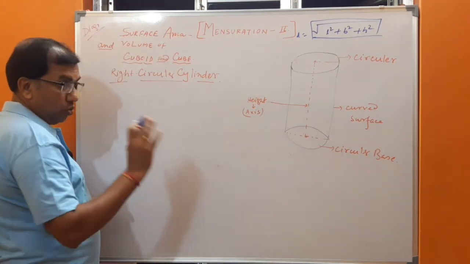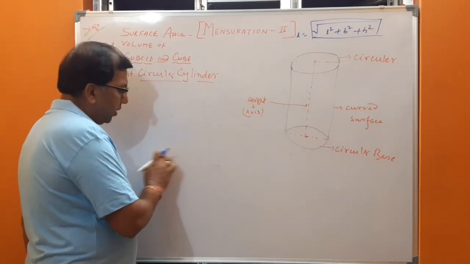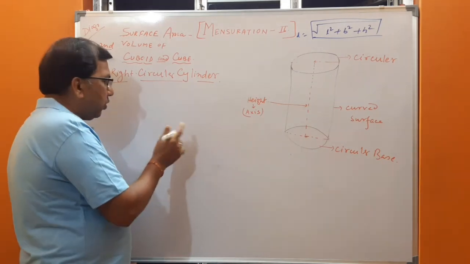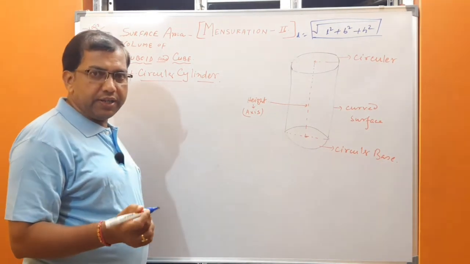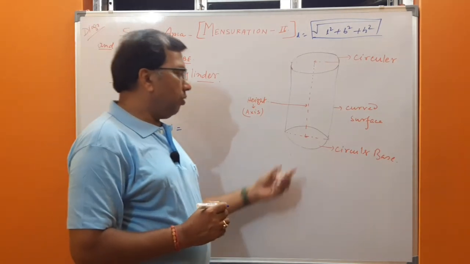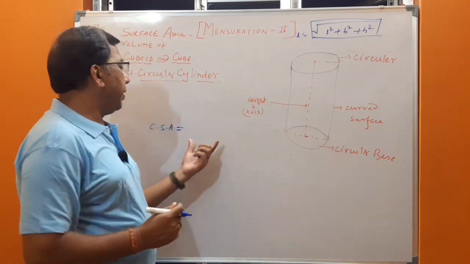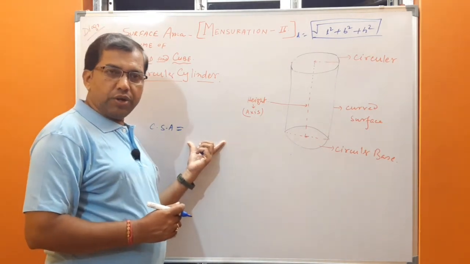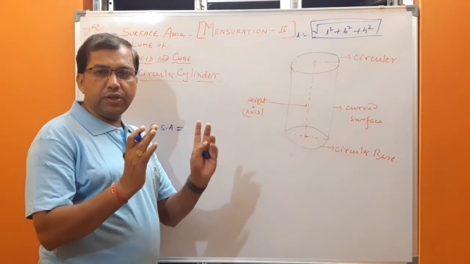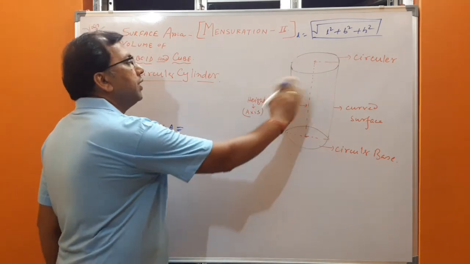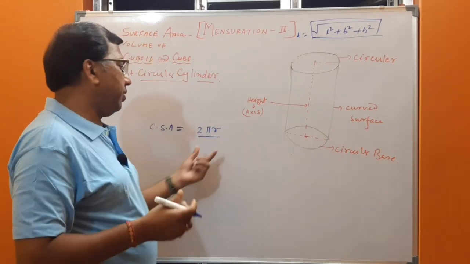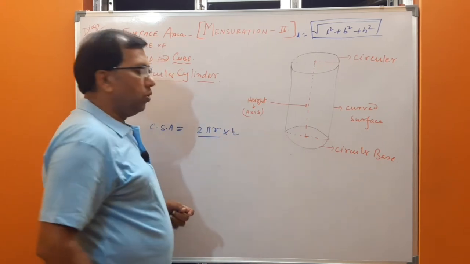The curved surface area, as we said earlier, is 2 pi r times h, the height, the breadth. Curved surface area, CSA, is 2 pi r h. That is the perimeter into height. Curved surface area or lateral surface area is 2 pi r h: the perimeter 2 pi r and the height h.